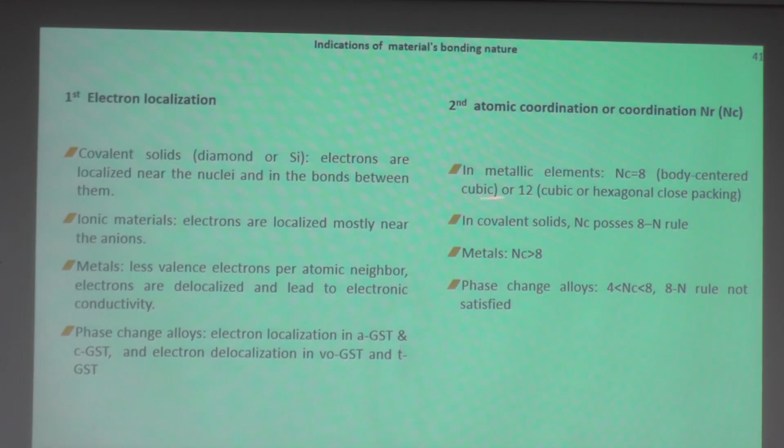The second identifier is atomic coordination or coordination number. In metallic elements, they have NC 8, like for body centered cubic, and 12 for cubic or hexagonal. In covalent solids, NC follows the 8 minus N rule. For metal, this is larger than 8. But for phase change materials, it's in between 4 and 8. So these rules are not satisfied. Again, we see differences between different bonding, especially for phase change alloys.